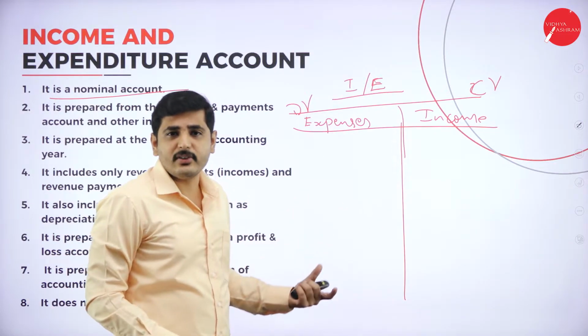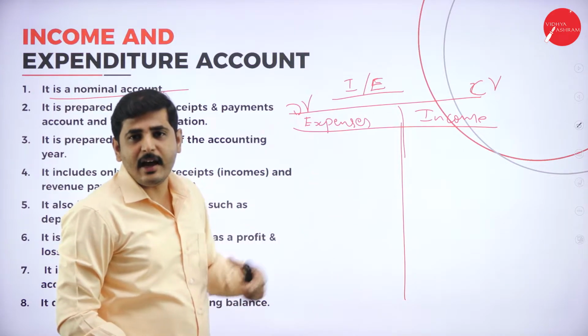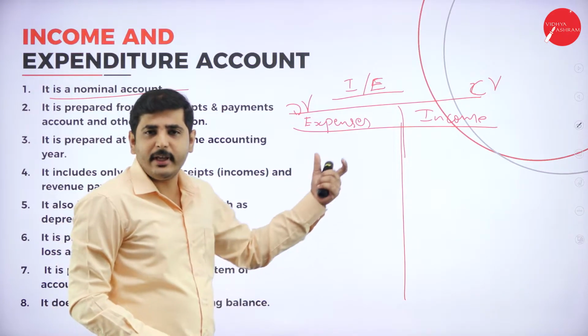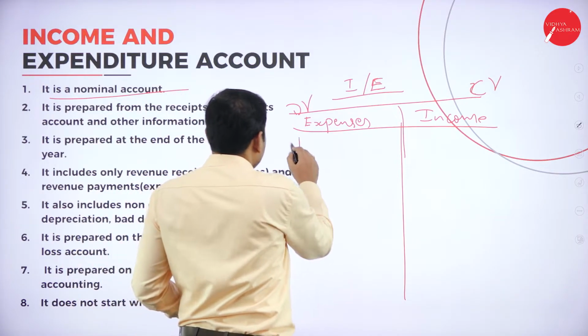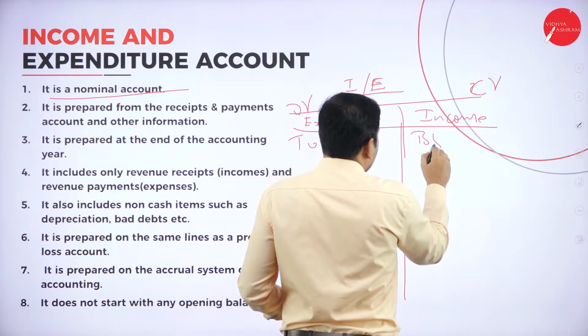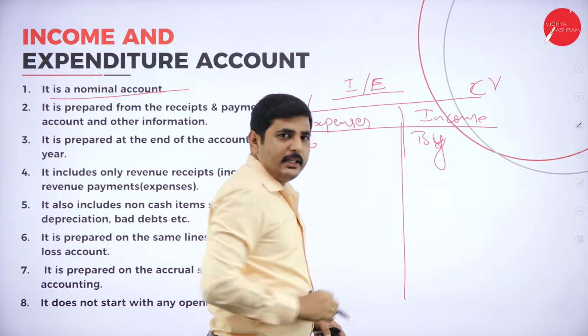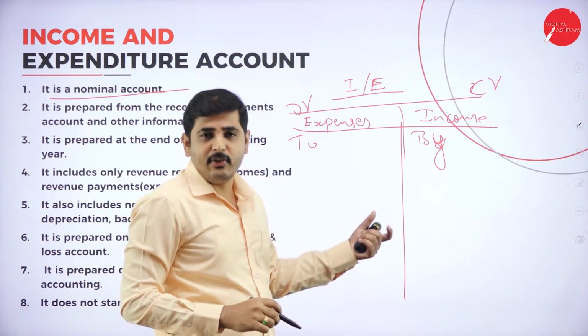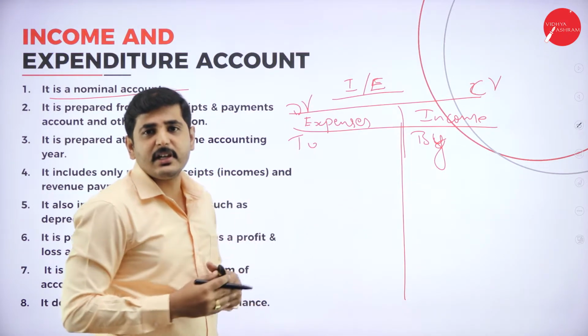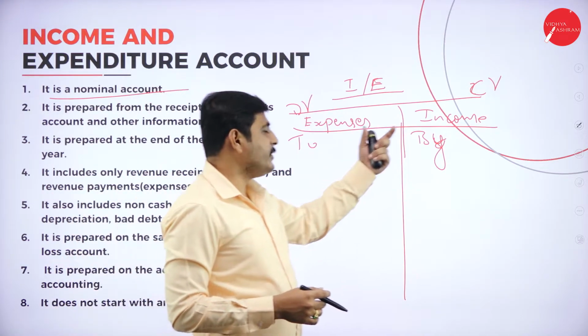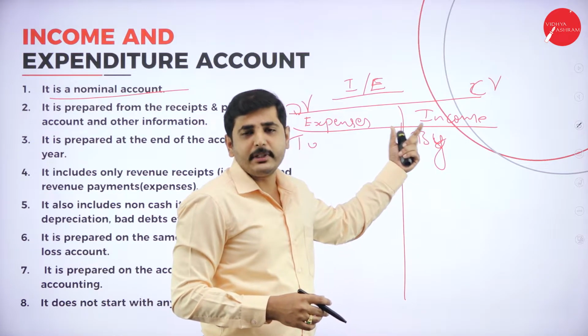If you have a loss, such as loss from selling an asset or loss from any other activity, we should show it on the debit side too. Here, on the credit side, all incomes: rent received, salary received, commission received, and profit from sale of any fixed assets. So all income should come on the credit side. This is the nominal account.